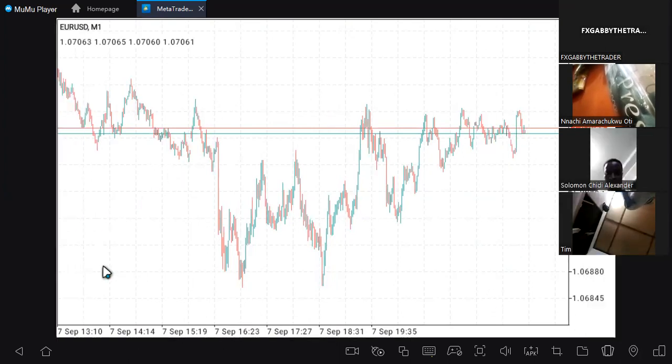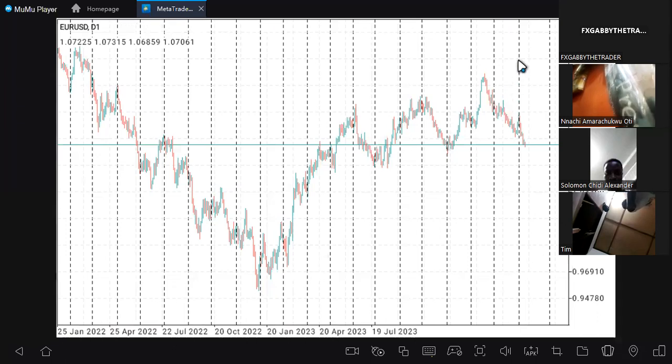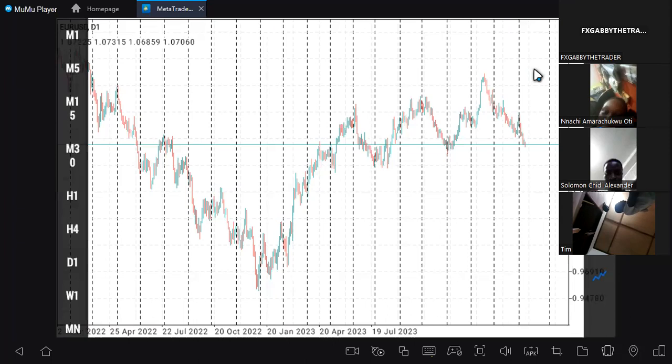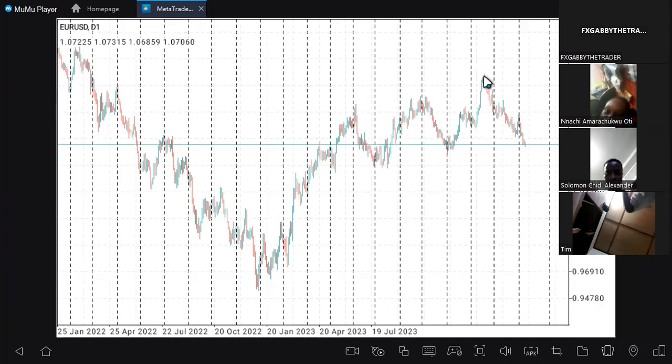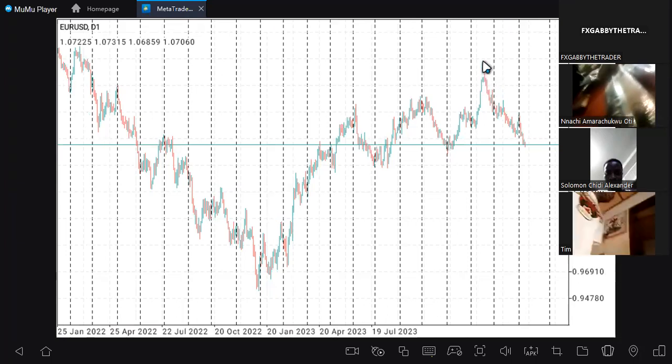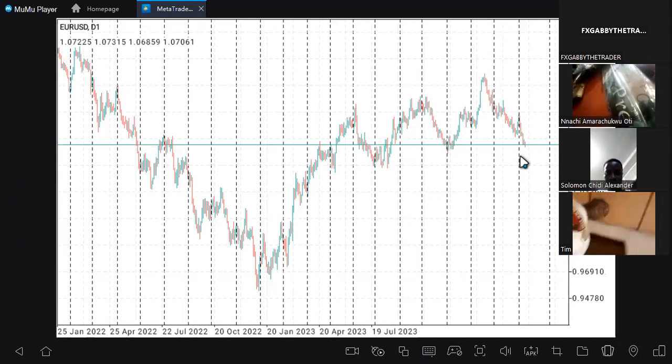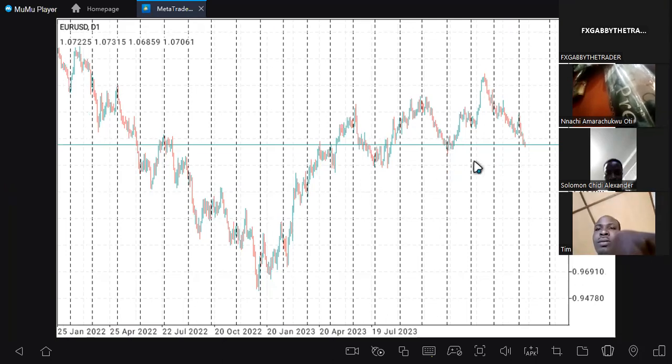Whereas if we use the daily time frame, the only place we see that the market was spiking up is around this level. So remember, when we are trading, we are going to be trading level by level. That means if the market was here, we're going to take a decision. What decision do we take? We ask ourselves, is this market still going to go up? Is it going to push up or is it going to push down? Remember, I told you what we do here in the forex market: we simply buy and sell.